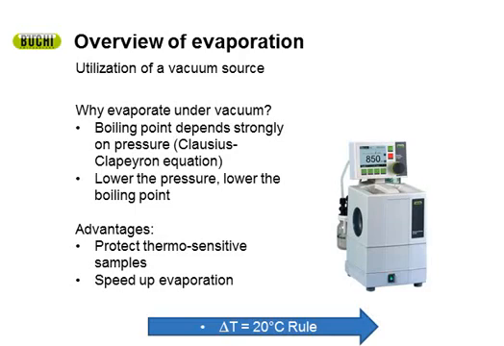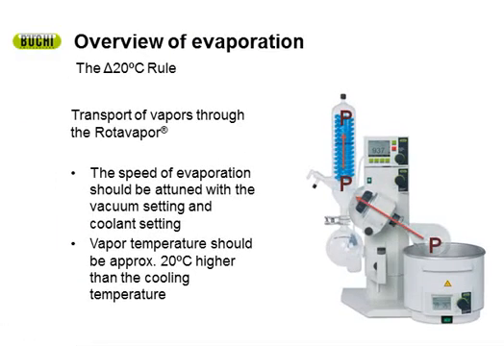So anytime I talk about evaporating under vacuum, I have to mention the Delta 20 degrees Celsius rule. This rule was created here at Buchi, and it's very important to always apply this rule when you're performing your evaporation step because it's going to give you the most efficient overall distillation process. What the Delta 20 degrees Celsius rule is saying is that the speed of evaporation must be attuned with the vacuum and the coolant setting. So pretty much any time during the evaporation process, the vapor temperature needs to be about 20 degrees Celsius higher than the coolant temperature.